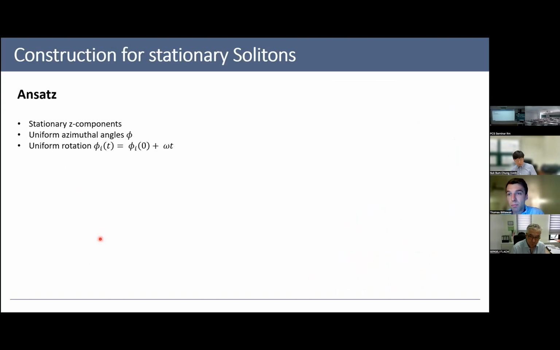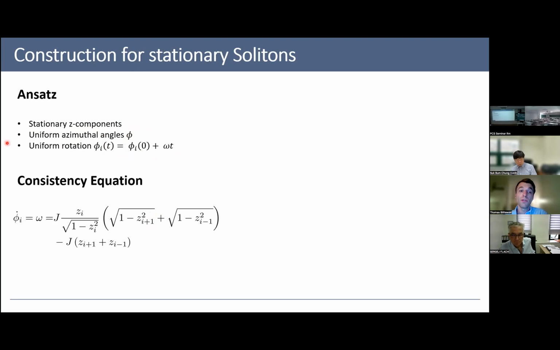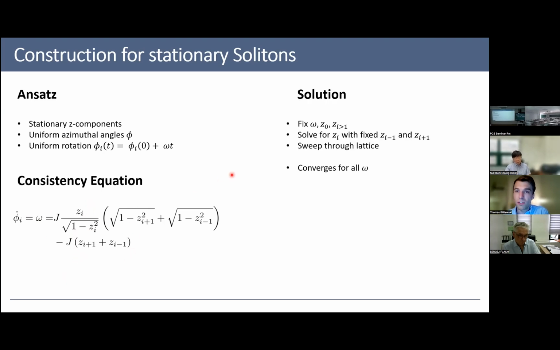So this is the first, broad overview of the one soliton solutions. And now I'm going to tell you how we get them. For the stationary ones, we just use an ansatz. We assume the Z components are stationary, based on what you know about the Ishimori solitons. And we assume that the phi angle, which gives you the XY components, is essentially uniform across the lattice, and that it just rotates with a uniform speed. You can put this ansatz into the Heisenberg equations of motion, which gives you a consistency equation that relates the derivative of your rotation speed, which is constant by assumption, to the Z components on 3 lattice sites. And you can rearrange this equation so that you can determine the Z component at site i if you know the rotation speed and the Z component at i+1 and i-1. And that now gives you a numerical construction.